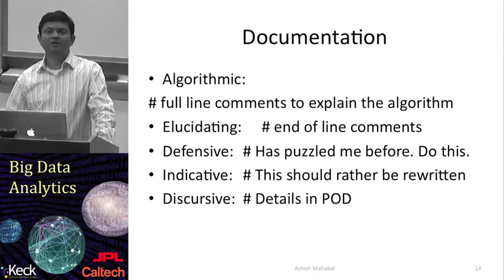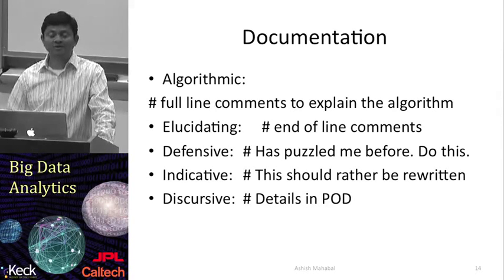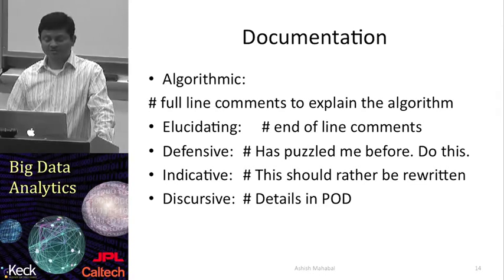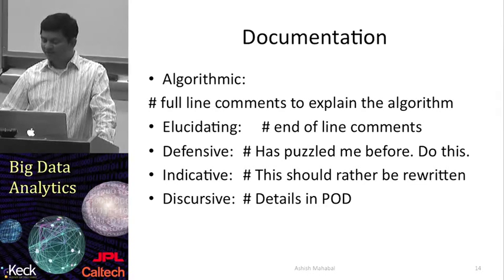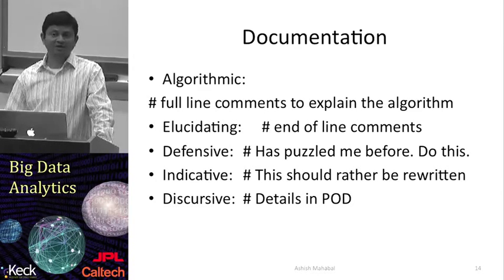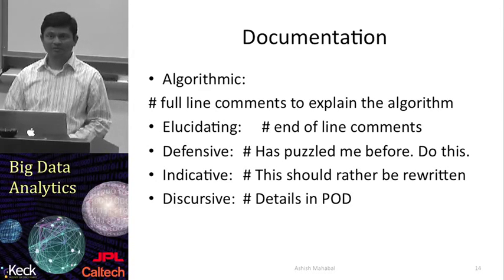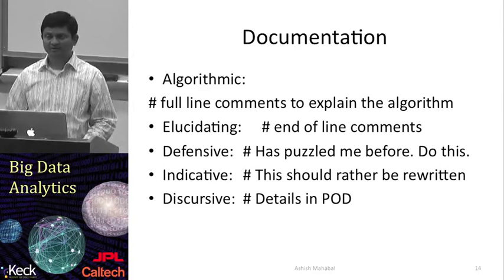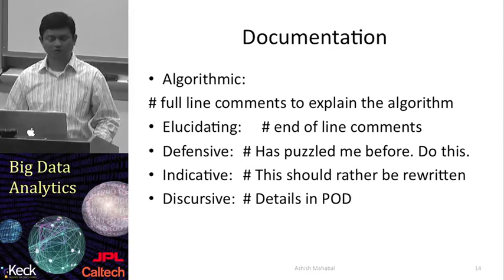So the documentation can be algorithmic. You can have full-line comments that describe the algorithm that you're using. Or it can be simply elucidating, where there are end-of-line comments like we talked about the border incrementing. Or the comments can be defensive, and these are very important sometimes. When a piece of code has been slightly tricky to write, but then you have figured it out, it is worth mentioning in comments that it had puzzled you before, and this is how you have done that. Or you can even have something indicative that you have done a rather quick and dirty job. You would want to revisit that. The program is working, but user beware that it better be rewritten in a different way. So you can have those comments also.